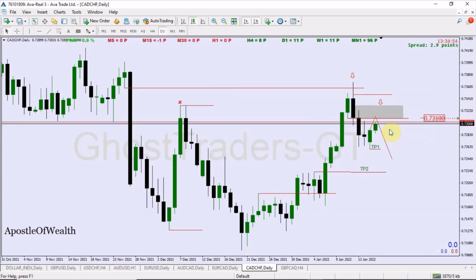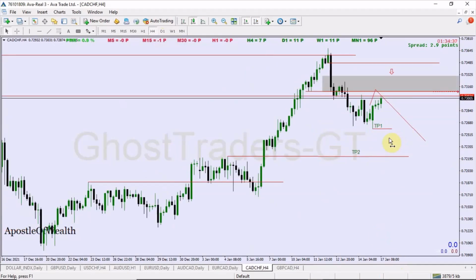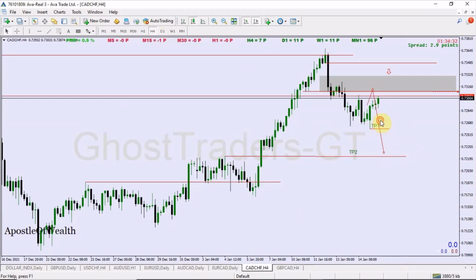So let me just remove this. So what we are waiting for is price to get to this level here of our daily order block. So if we go to a smaller time frame, which is 4-hour time frame, just to refine our entry, if you look at our 4-hour time frame, there is something interesting. We have a lot of price imbalance at this level here.